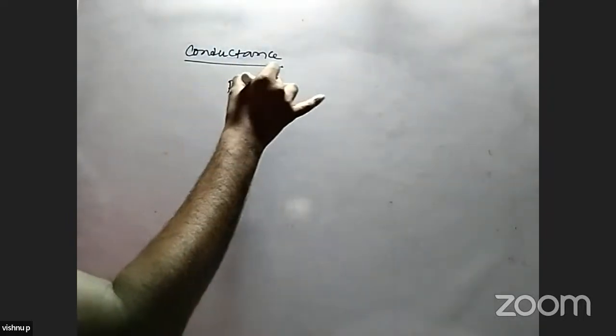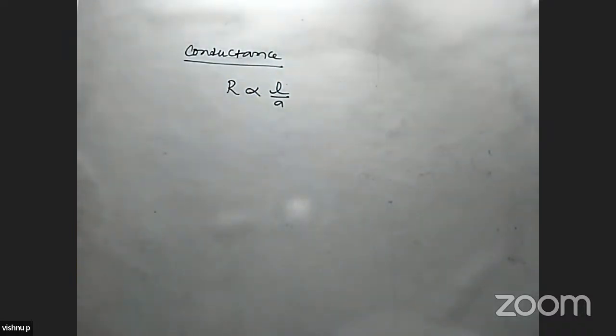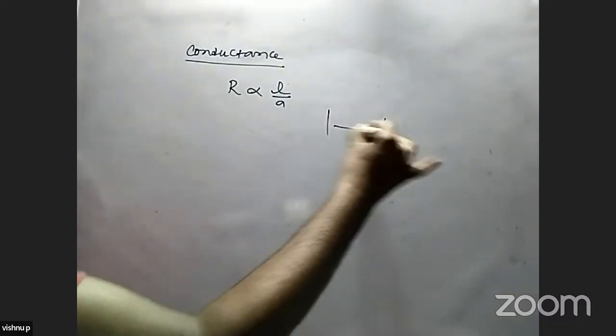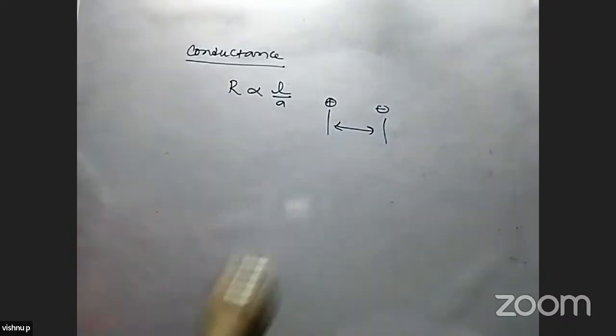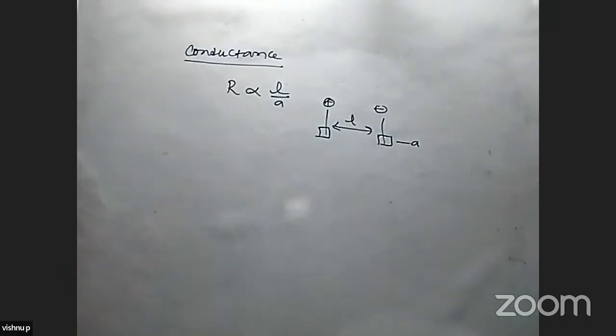Next we'll start with the concept of conductance according to Ohm's law for electrolytic conductors. According to Ohm's law, resistance is directly proportional to L by A. L is the distance between the electrodes, positive and negative electrode. A is the area of cross section of electrodes. Resistance inhibits the flow of electrons.